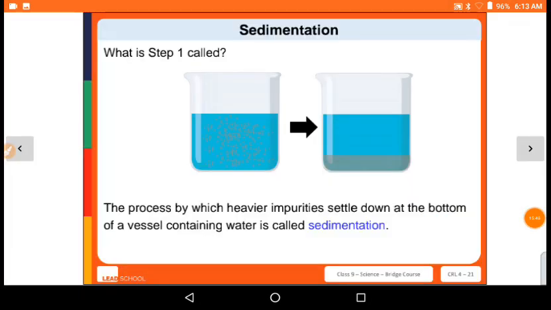So what is step 1 called? The process by which heavier impurities settle down at the bottom of a vessel containing water is sedimentation.